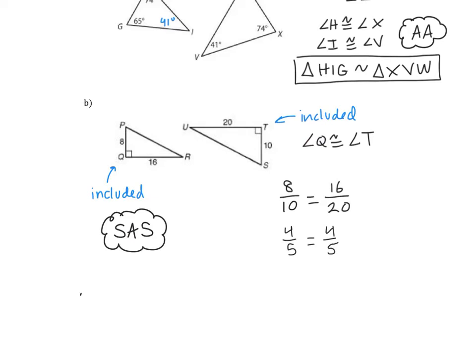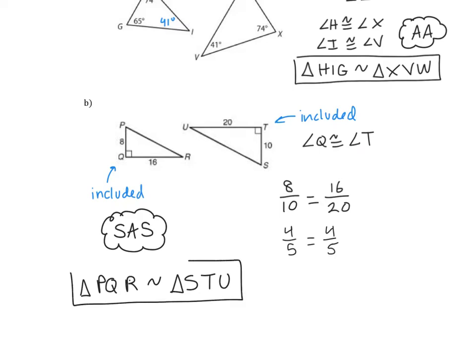So now we need to make our similarity statement. So let's say we do PQR. We just have to match the corresponding parts. P is at the end of the shorter side, so it must go with S. So we need to say S first. Q corresponds with T, so that means U must go last. And this is our similarity statement.